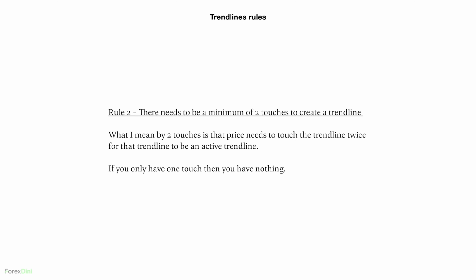Rule number 2, there needs to be a minimum of 2 touches to create a trend line. Now, what I mean by 2 touches is that price needs to touch the trend line twice for that trend line to be an active trend line. If you only have 1 touch, then you have nothing. I will go over this later on, so stay tuned.